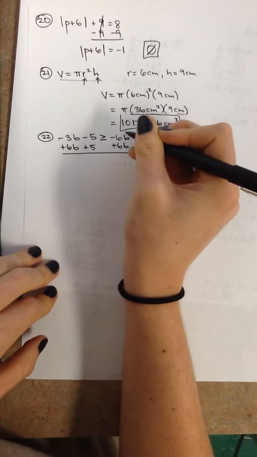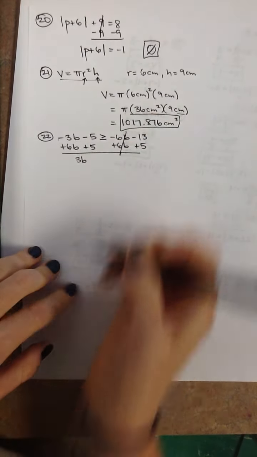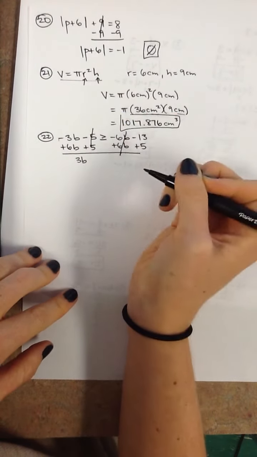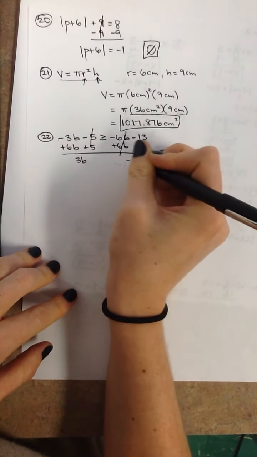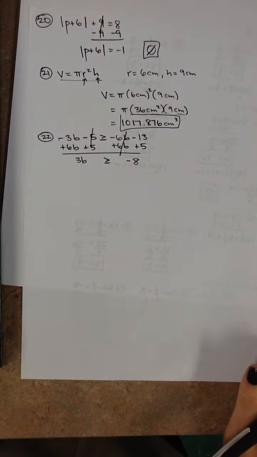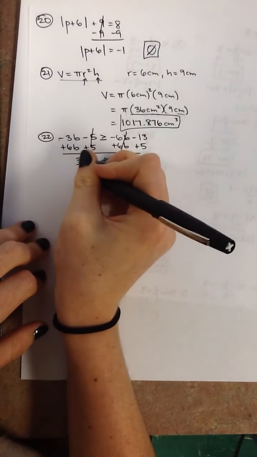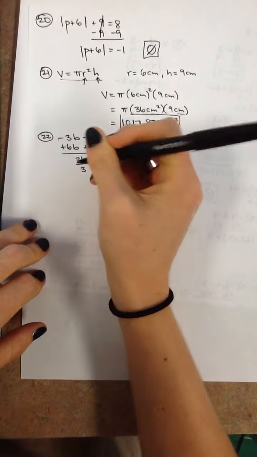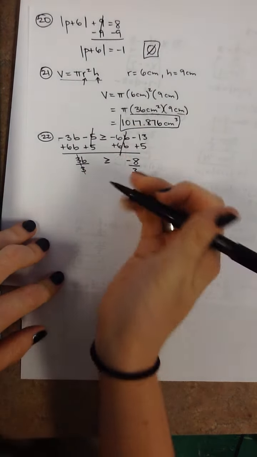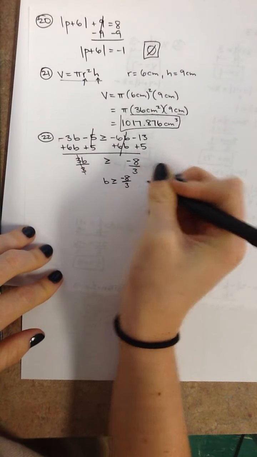So what happened is I lost my variables from the right, but I end up with a 3b on the left. I lost my constants from the left, but I end up with a negative 8 on the right. And I still have my greater than or equal to, because all I did was add and subtract, which doesn't change the inequality. Then to get the b by itself, I divide both sides by 3, so these 3's cancel. Then I have b is greater than or equal to a negative 8/3.